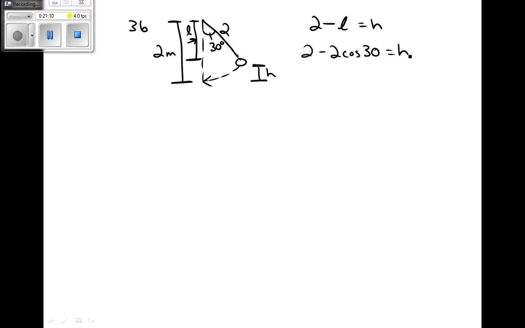What's our H going to come out to there? Two minus 2 cosine 30. What's H? Did anybody get it? 0.268. Okay. And then we just take her mass times 9.8 times 0.268, and we end up with how many joules? 105 joules.